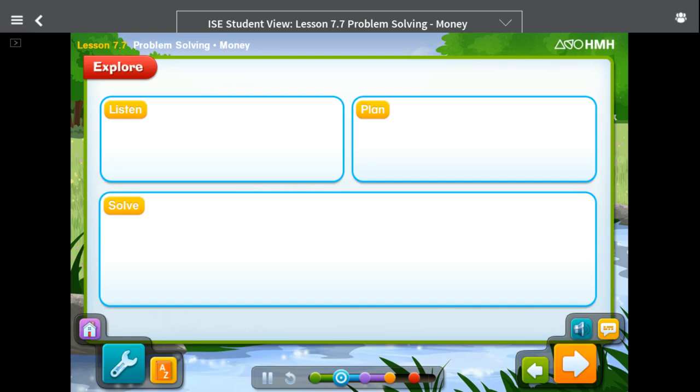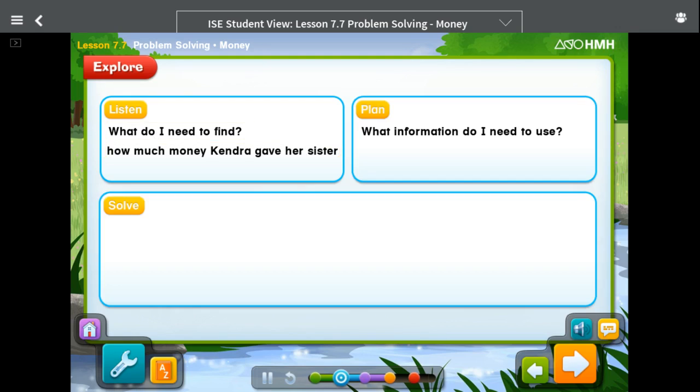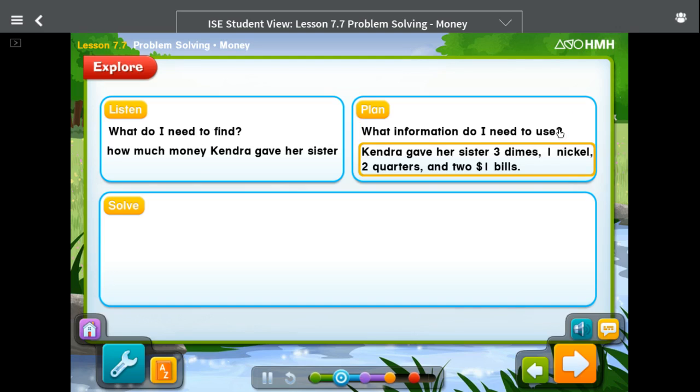All right, when we are solving problems with money, we need to keep in mind our problem solving steps. We always want to ask ourselves, what do I need to do? What is the question asking me? You need to find how much money Kendra gave her sister. What information do you need to use? You find the information you need to use by looking at the problem. You want to see what information you're given. Kendra gave her sister 3 dimes, 1 nickel, 2 quarters, and 2 $1 bills. Now show how to solve the problem.